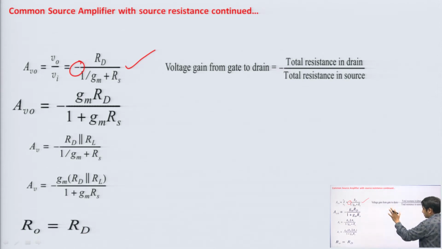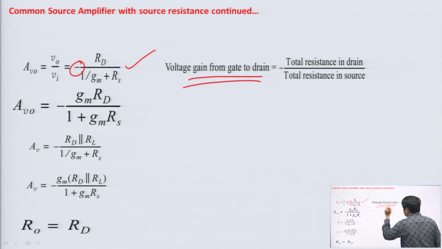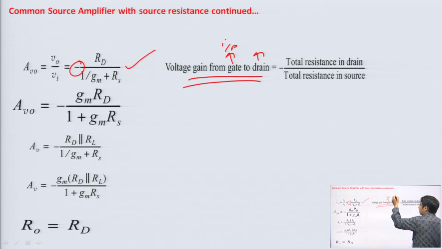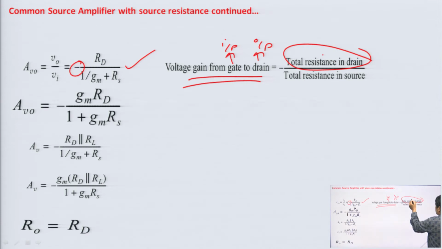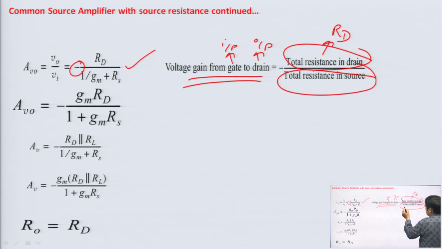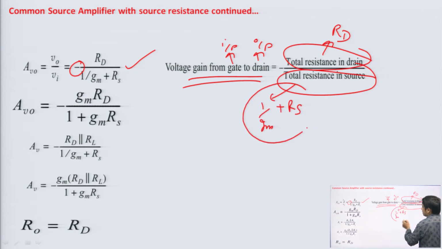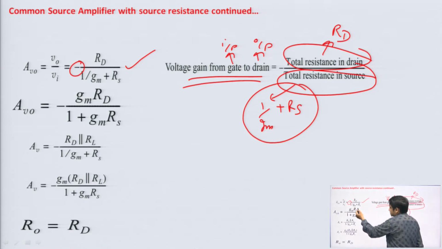Now, you can see one more thing: the voltage gain is from gate to drain, because we are applying the input at the gate terminal and taking the output from the drain terminal. From this expression you can see the total resistance in the drain is Rd and the total resistance in the source is 1 by Gm plus Rs. If Gm comes in the numerator, then it is minus Gm Rd upon 1 plus Gm Rs.